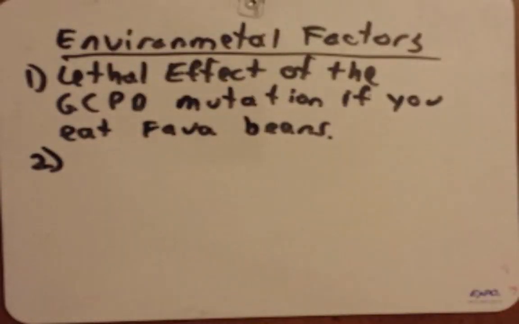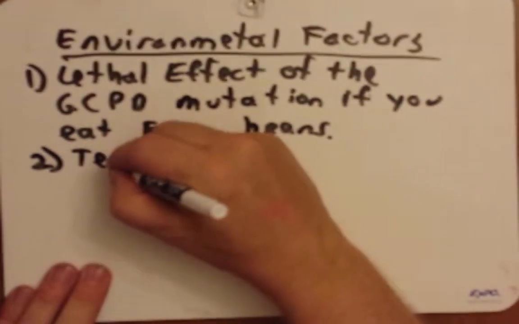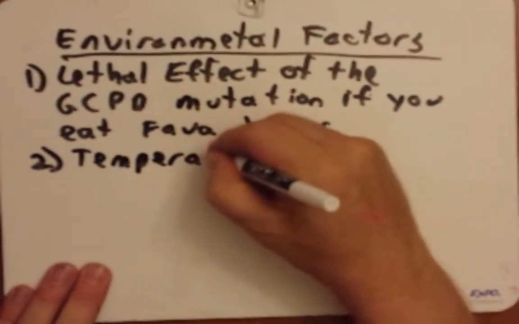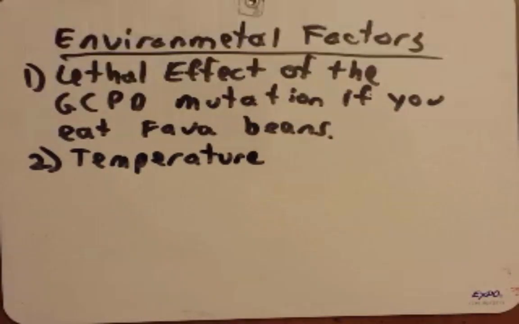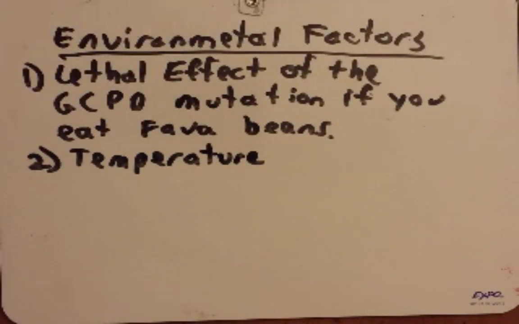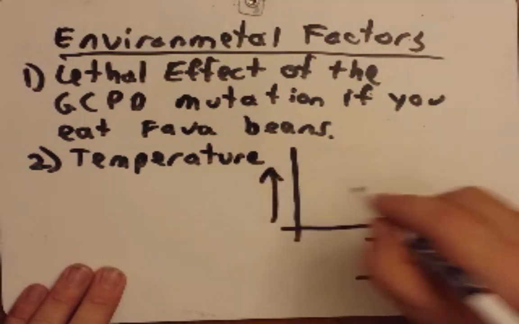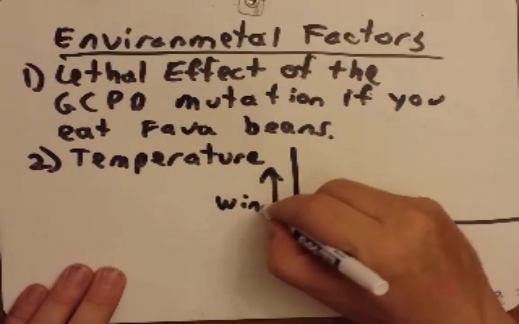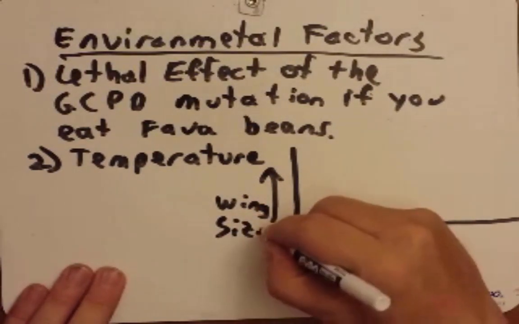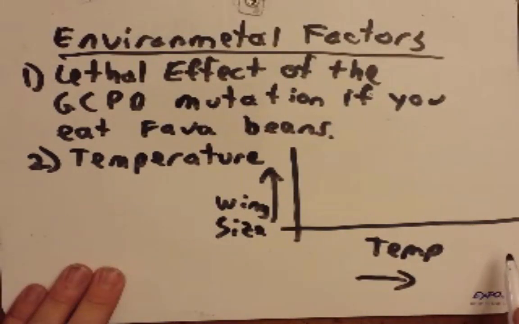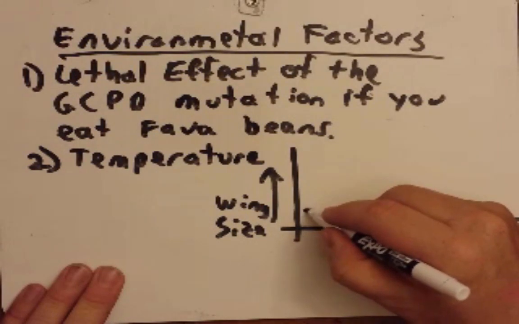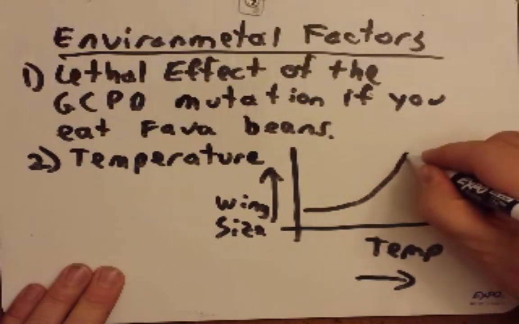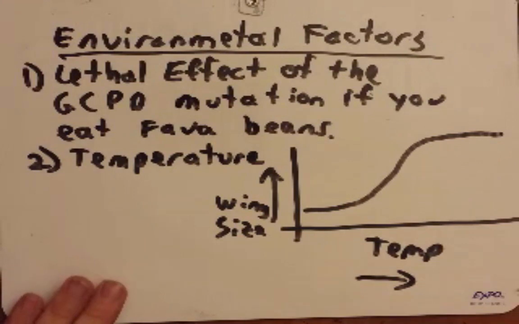There's a lot of examples that we see related to temperature. So let's spend a little time talking about that. And we've talked about this before when we talked about conditional alleles or temperature-sensitive alleles. When we talked about the fly, it's the same mutation, but at one temperature there would be no wings. So let's just draw this table real quick. Temperature along the horizontal axis and along the vertical axis is wing size. And we know at lower temperatures there's no wing, and as the temperature increases, we begin to have wings.